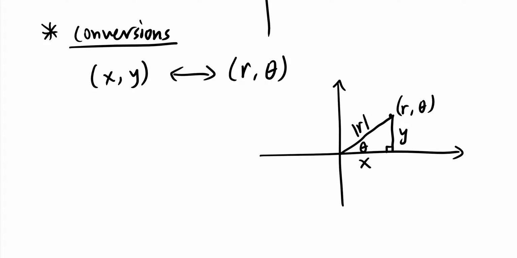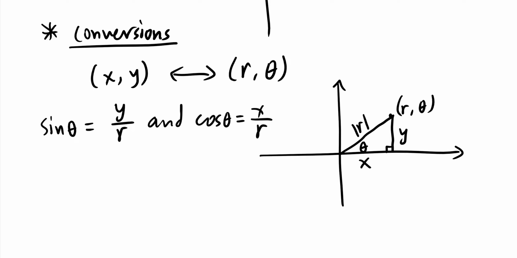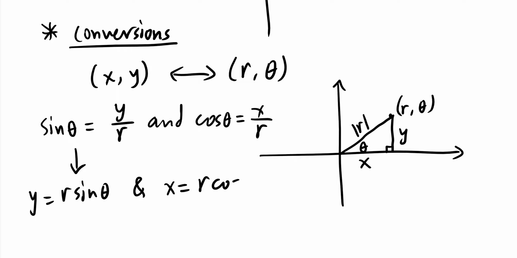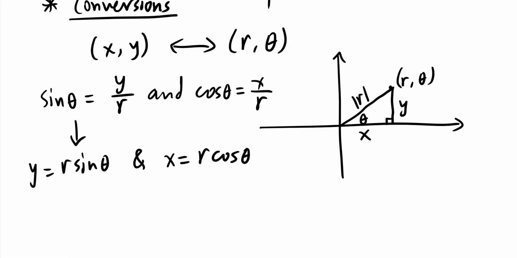So this is theta. If I find sine theta, that gives me opposite over the hypotenuse, and cosine theta, adjacent over the hypotenuse. So from here we get y equals r sine theta and x equals r cosine theta. These are important to know. So to do conversion from a point rectangular to polar and vice versa, we use that.